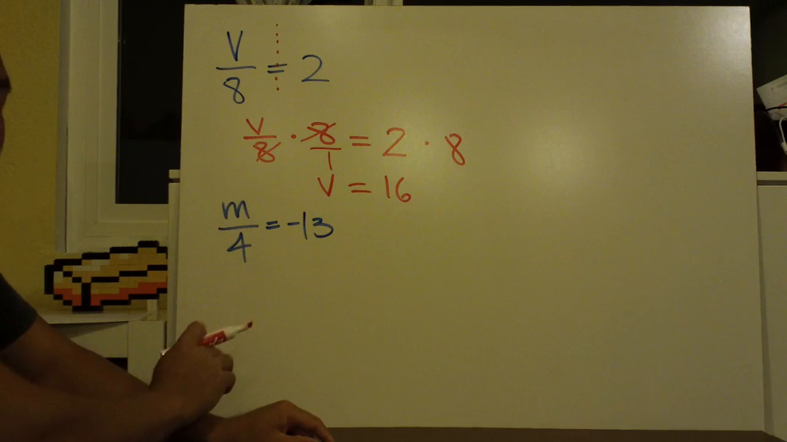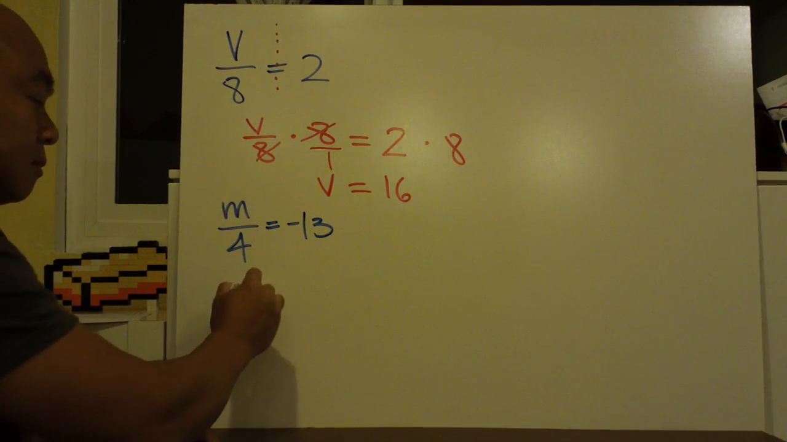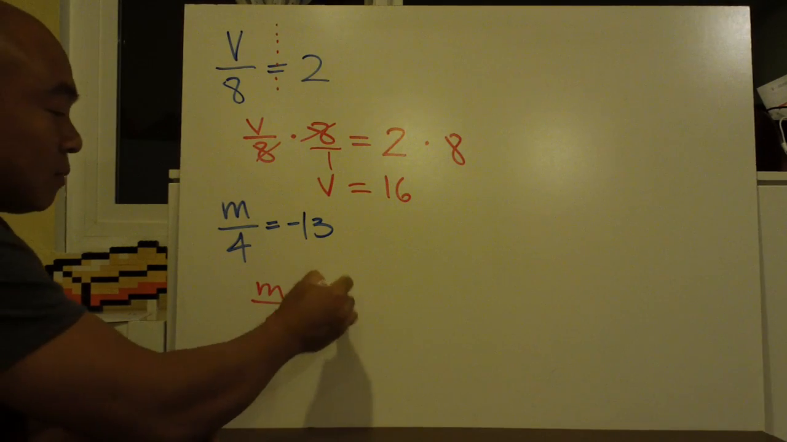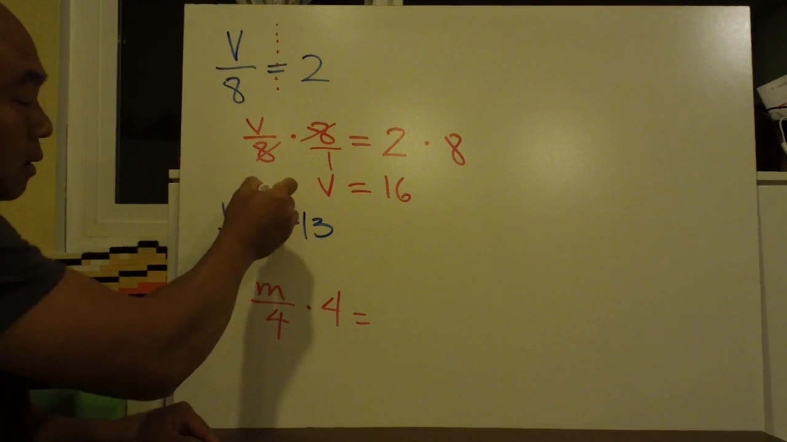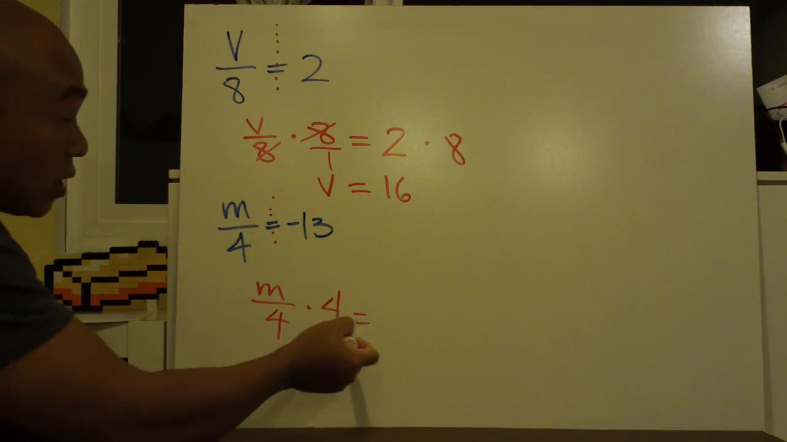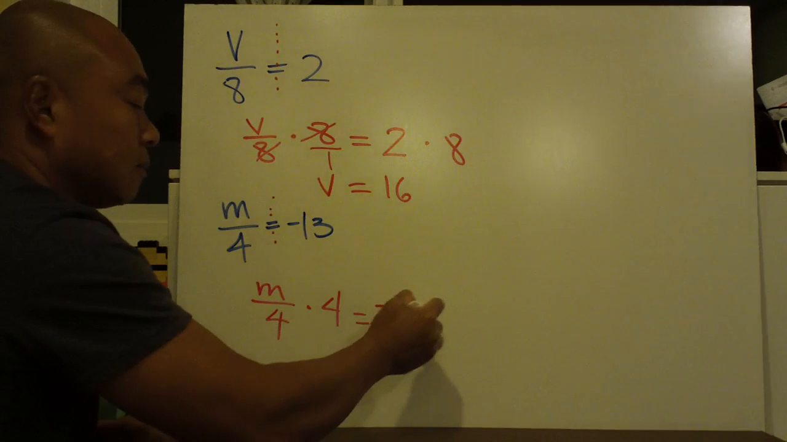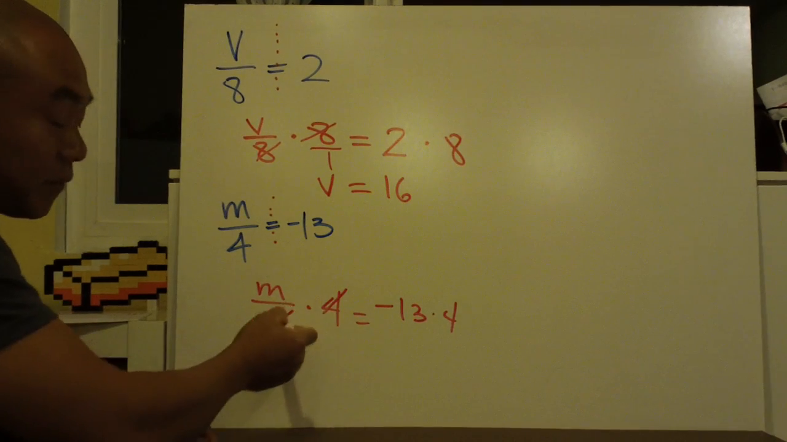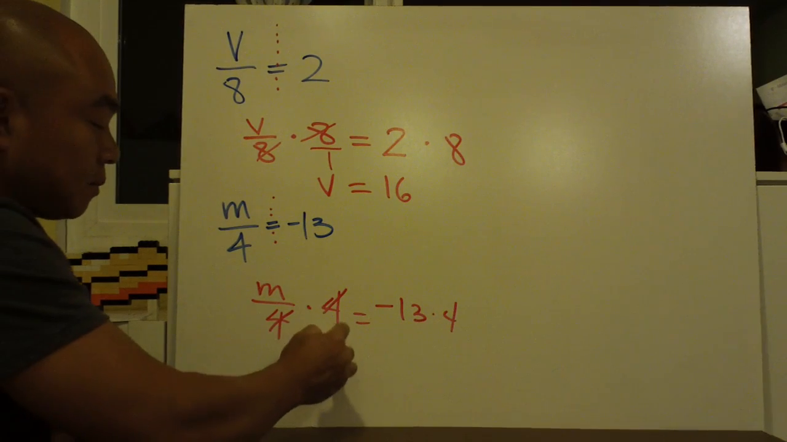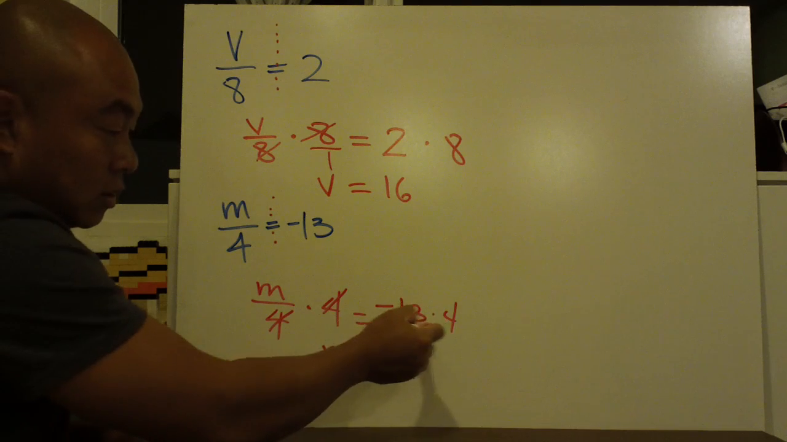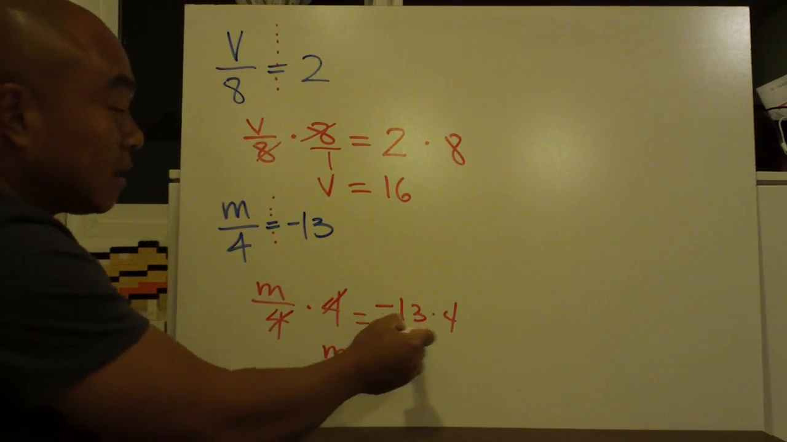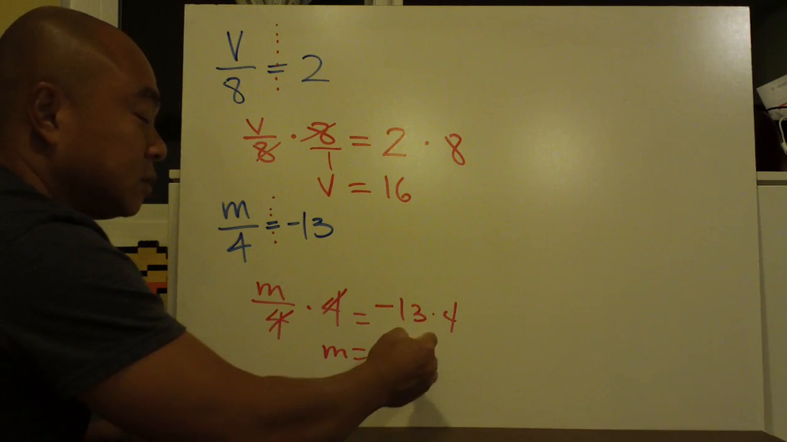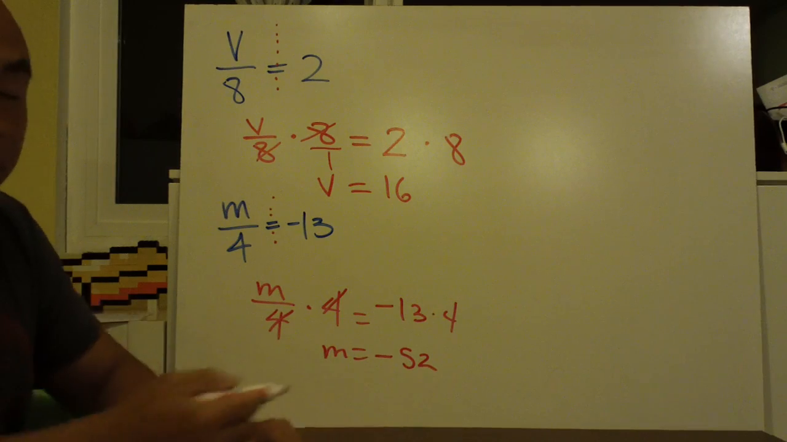Alright, same thing here. We're going to rewrite it. And again, you're dividing by 4, so I'm going to multiply this by 4. Don't forget, if you multiply this by 4, please multiply this side by 4. That and that becomes 1, because 4 over 4 is 1. 1 times m allows you to isolate that variable. You now have 13 times 4. One's a negative, one's a positive. Your answer will be negative, and that's going to be 52. So the answer is negative 52.